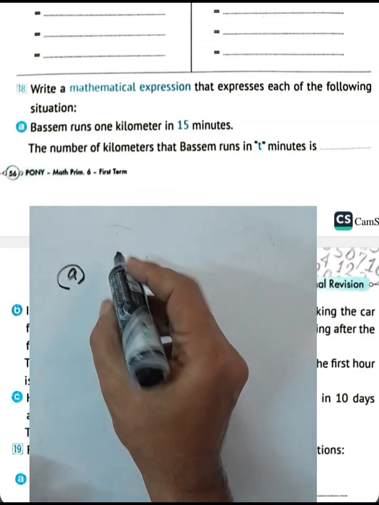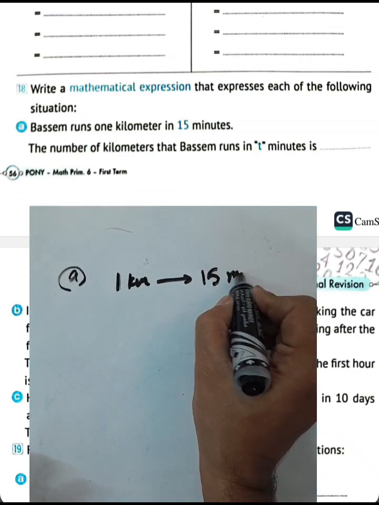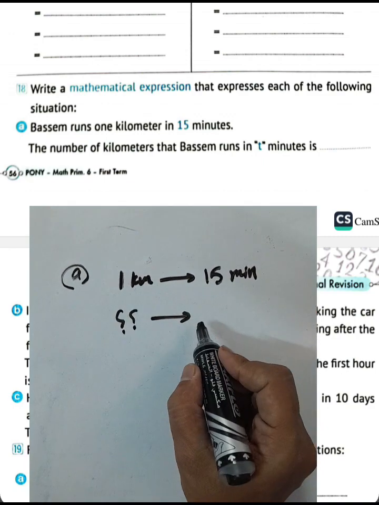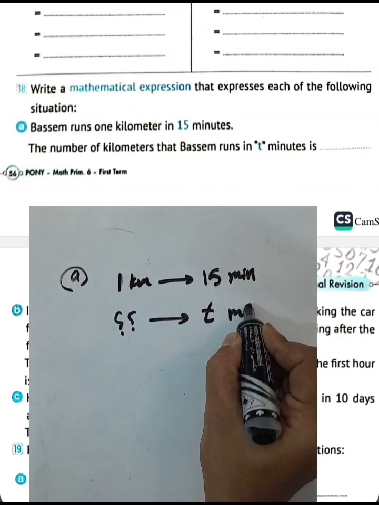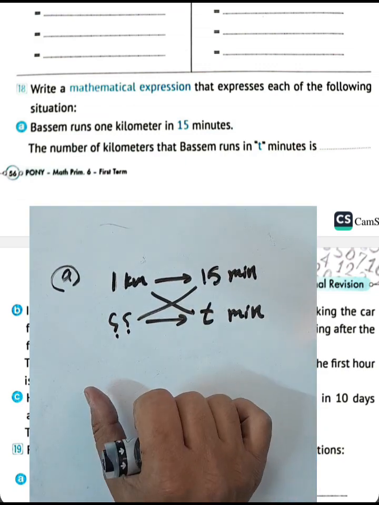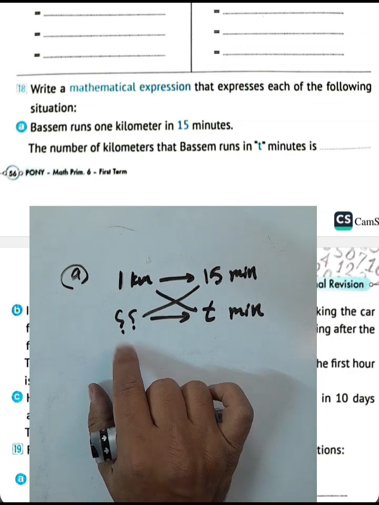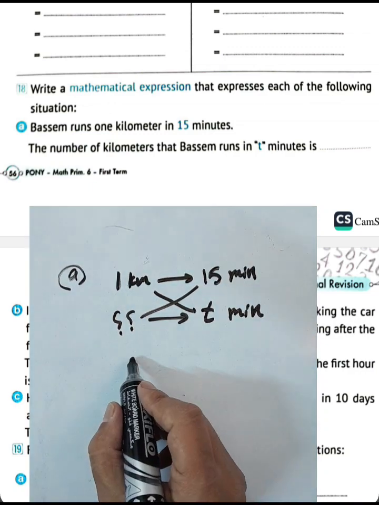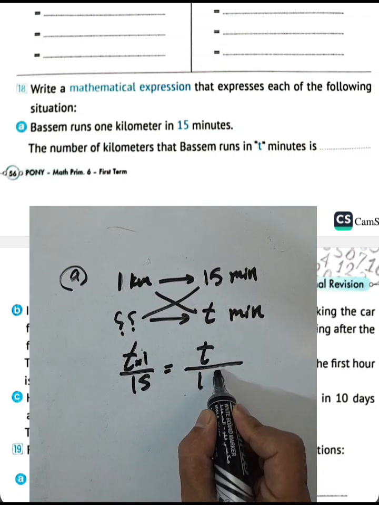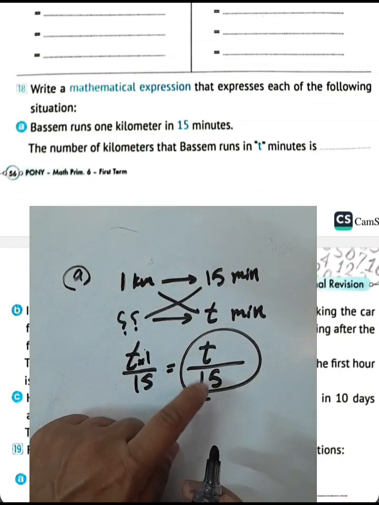1 kilometer in 15 minutes. Okay, the number of kilometers that Basim runs in t minutes, we can find it by using the product of extremes and means. Then the number that Basim runs in t minutes will be what? t times 1 divided by 15. Then t multiplied by 1 over 15. The result will be t over 15. It's the result. For letter A, the result will be t over 15.